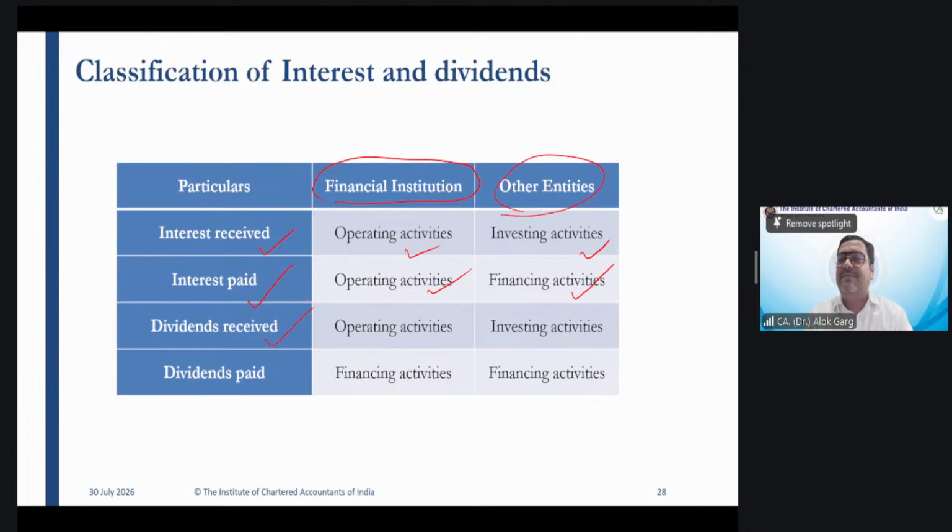Dividend received is an investing activity for other entities. But if it is a bank or financial institution, they make a lot of investment in mutual funds or other shares, right? It is an operating activity. Dividend paid is a financing activity for everyone.